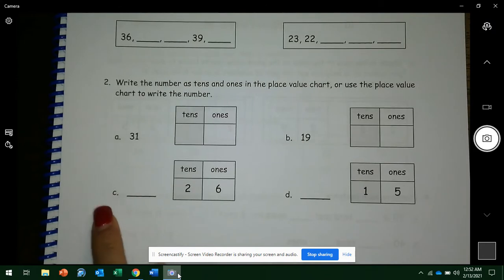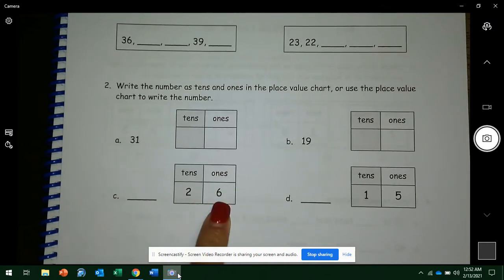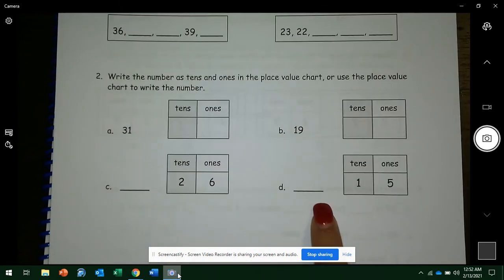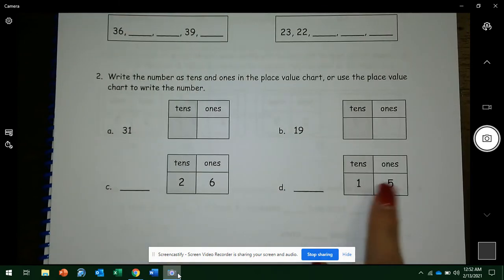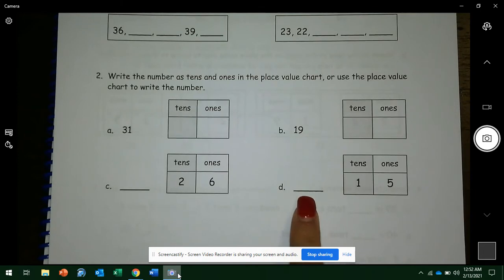For C, you're going to write 2 tens and 6 ones, what number is that? For D, you're going to write 1 ten and 5 ones. What number is that? You write it on the line. Press pause and press play to continue to the next question.